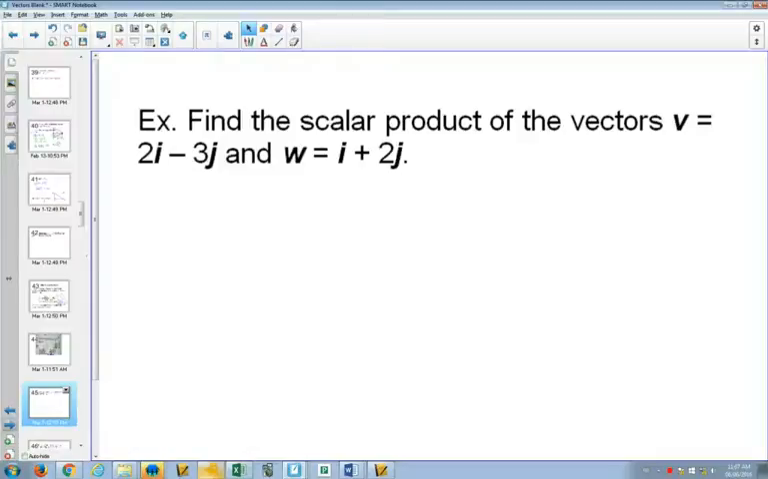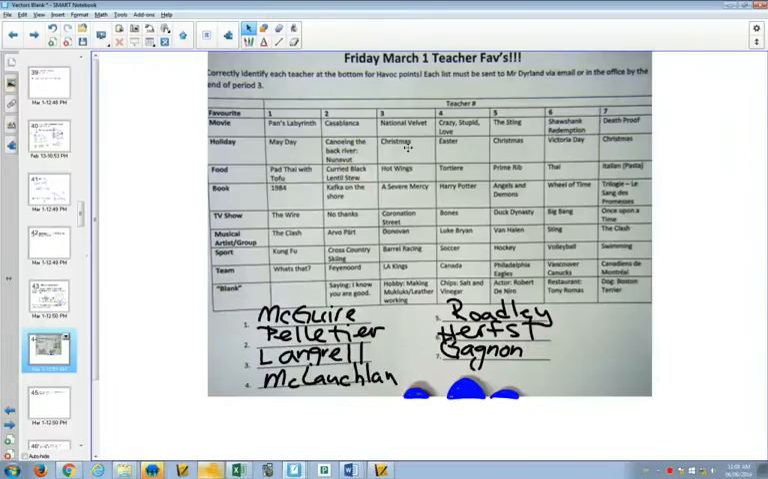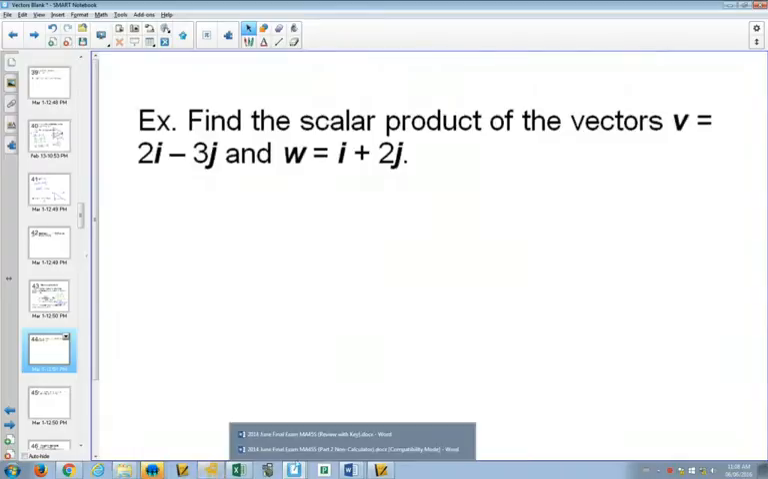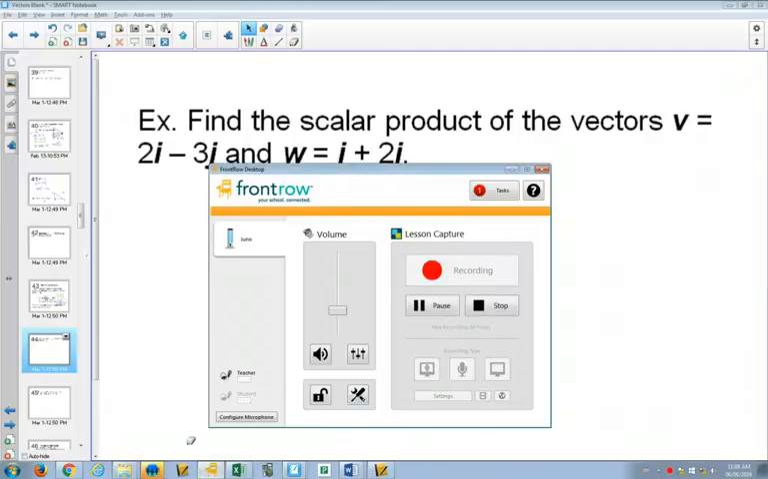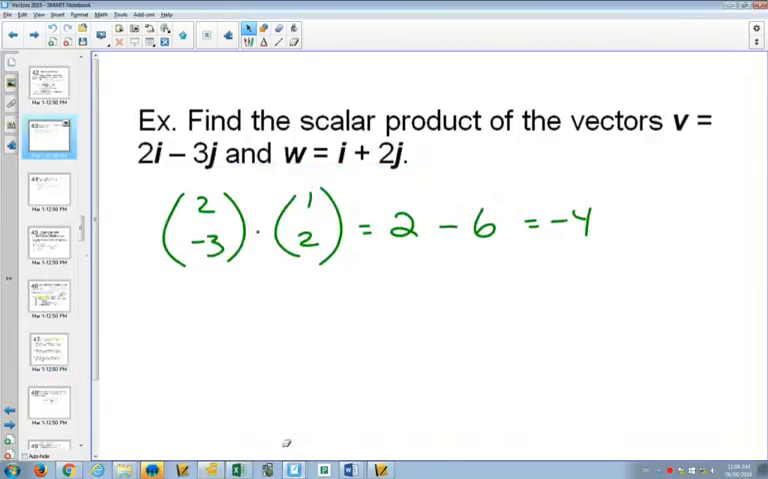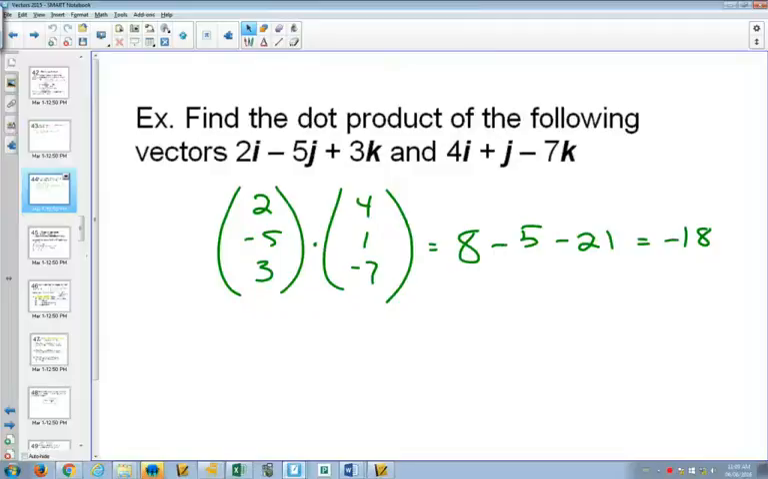So I'd like you to try the next 2 examples. If you write them as column vectors, there's the first one. Just multiply the components together and check your answer on that second one as well.